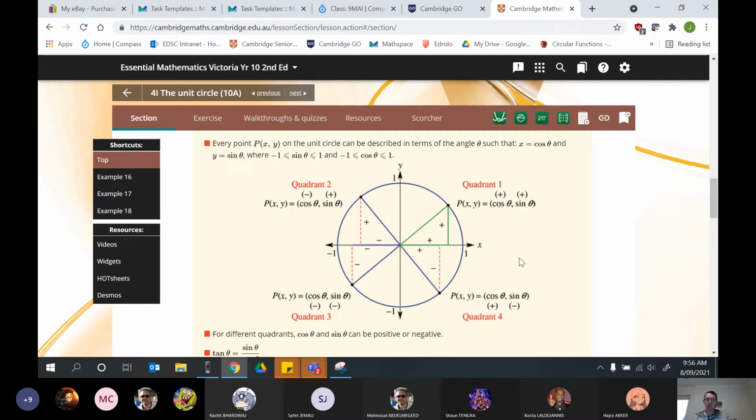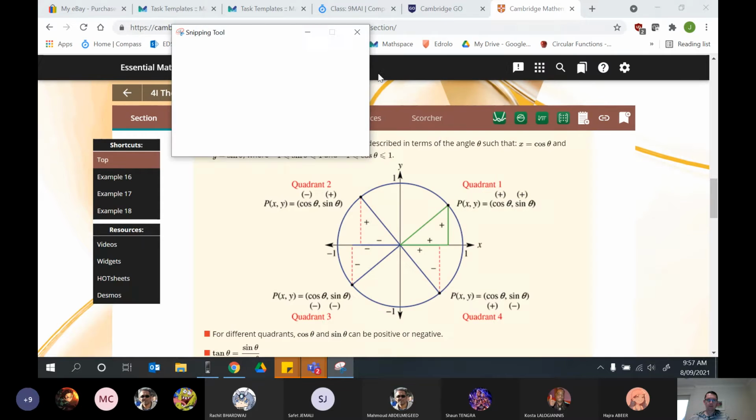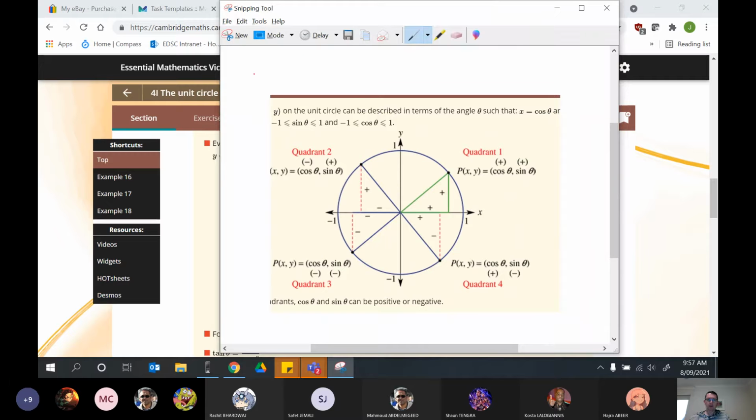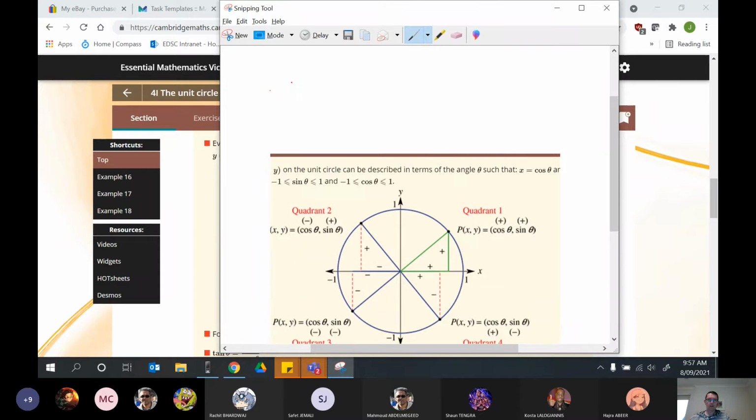So if I had a reference angle, let's just say we have an angle of 330 degrees. 330 degrees would be like this, and we know that's going to be 30 degrees from here. That means my reference angle would be in the first quadrant. Now we should know what 30 degrees is.